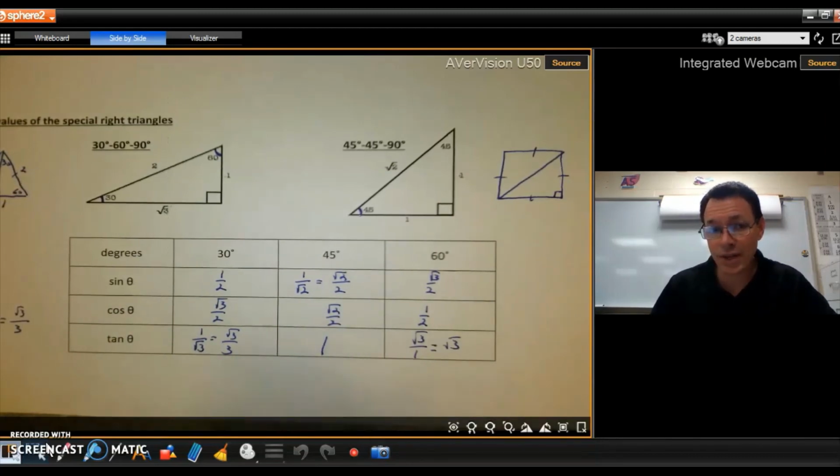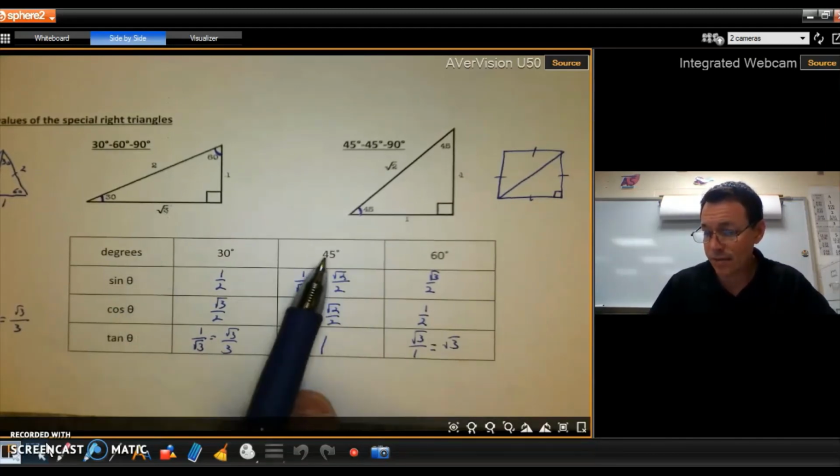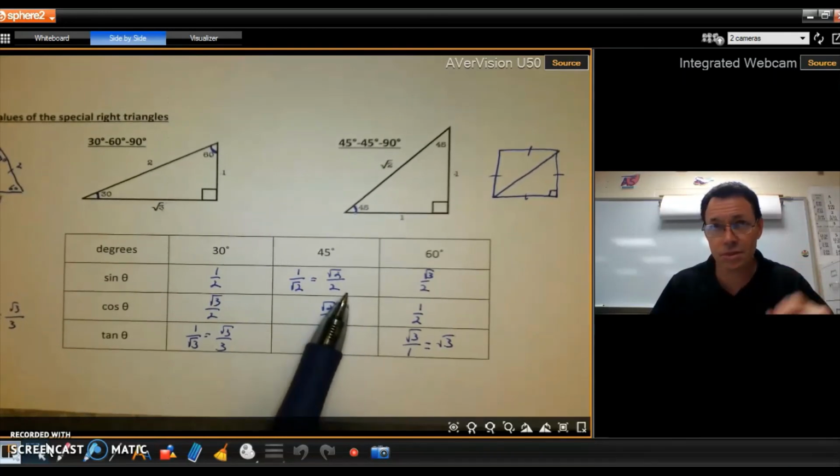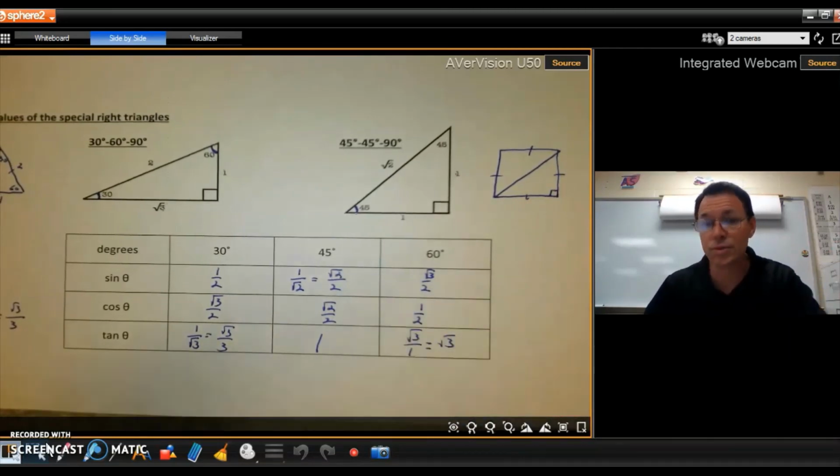So I want exact values. So if I say, what is the sine of 45? Do not put that in your calculator and give me 0.whatever it is. Okay? I don't know and I don't care. I want this, radical 2 over 2.